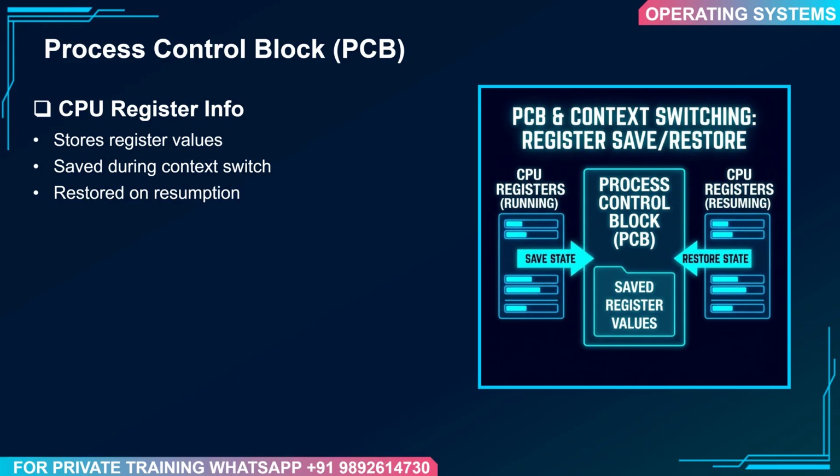Later, when the process gets CPU time again, the OS restores these values from the PCB so the process can continue exactly from where it left off. This is why PCB plays a central role in context switching, a topic you will explore in detail soon.